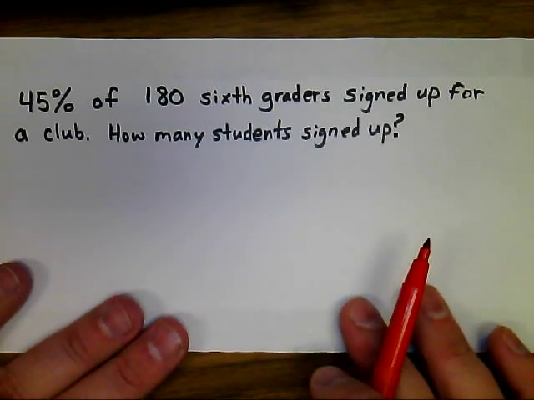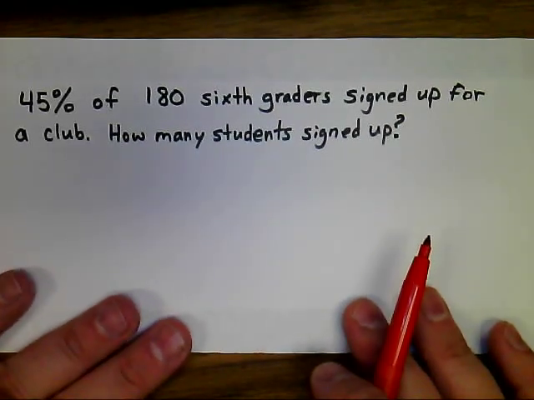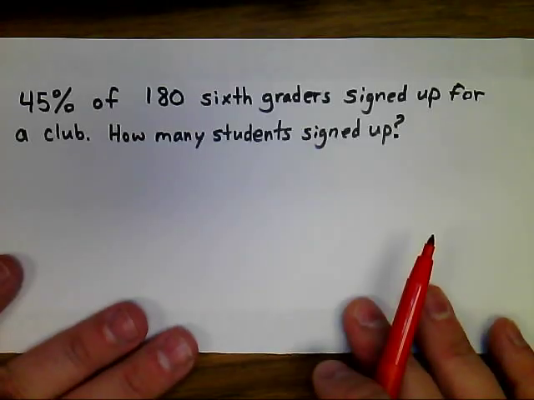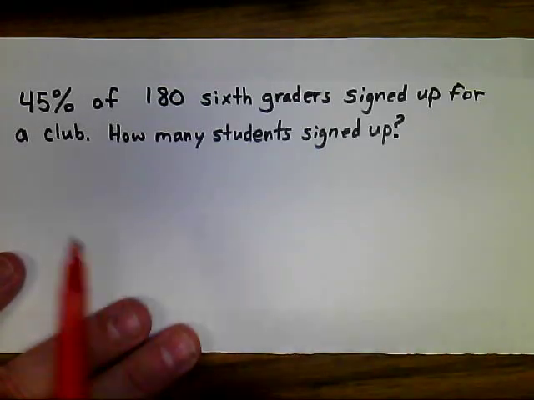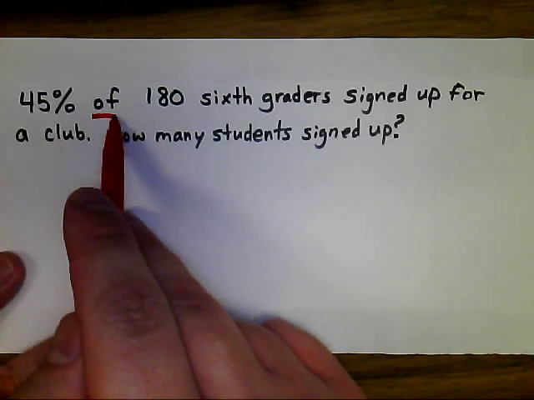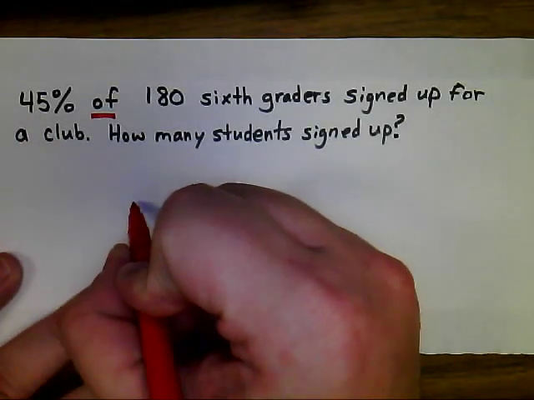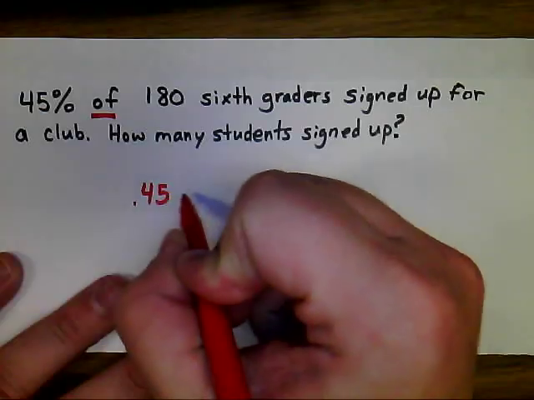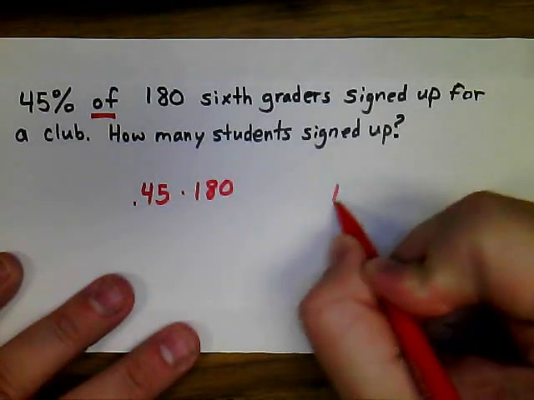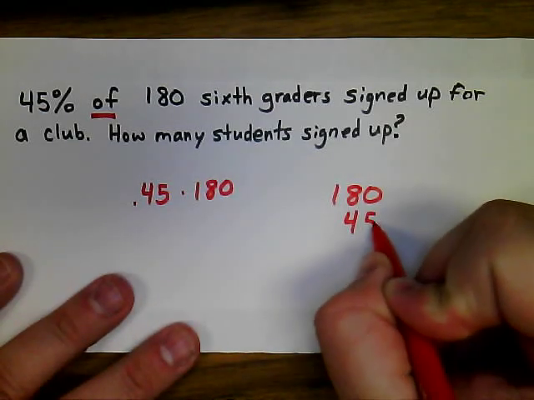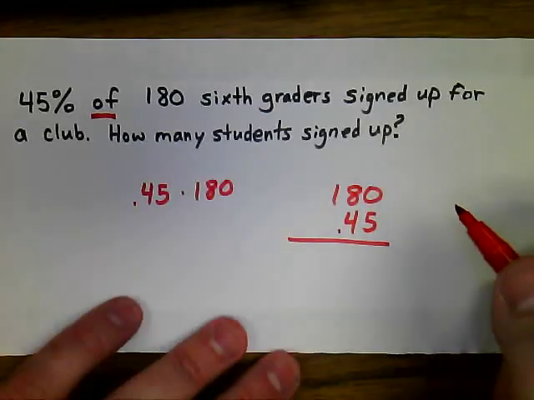So if 45% of 180 6th graders signed up for a club, how many students signed up? So we're going to use our technique, which is to find 45% of 180. And in this case, I'm going to use my decimal version, 0.45 times 180. So 180 times 0.45 to find out how many students signed up.